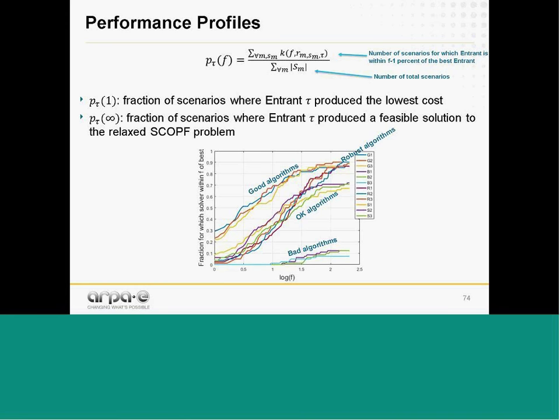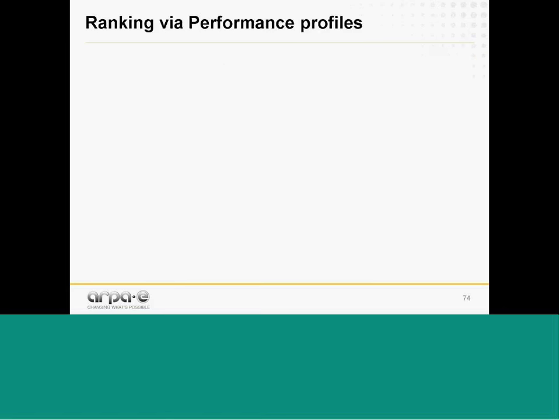Now note, if you have an infeasible solution to the relaxed problem, basically your ratio is infinity. So you're never going to show up for that scenario on this graph, for that one scenario. Your value is going to be always 0 for that P function, okay? And again, that's to the relaxed problem, not the actual SCOPF problem. So you create these lines, and then the performance profile mechanism operates by integrating over some given value of F. Okay?